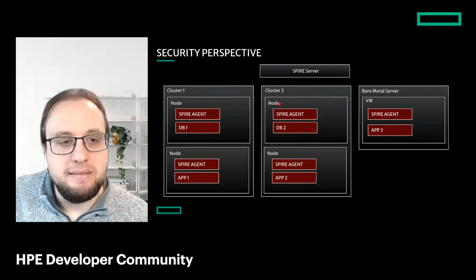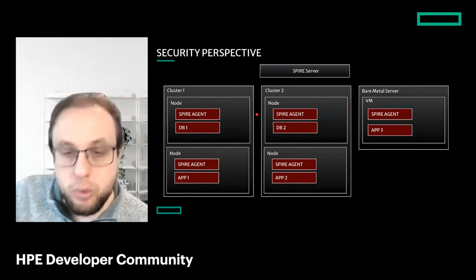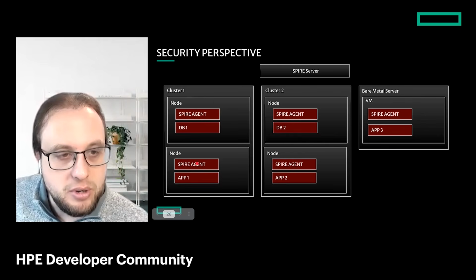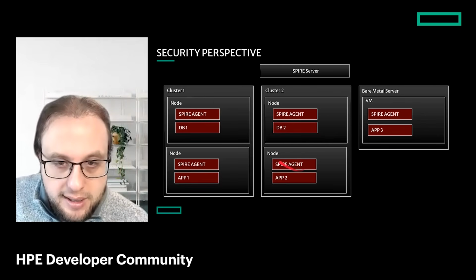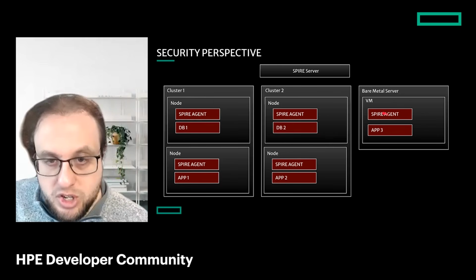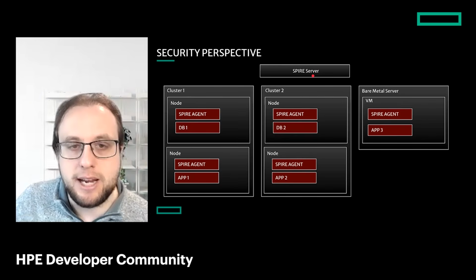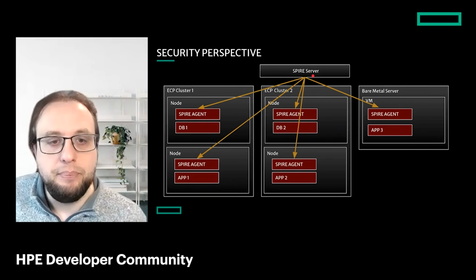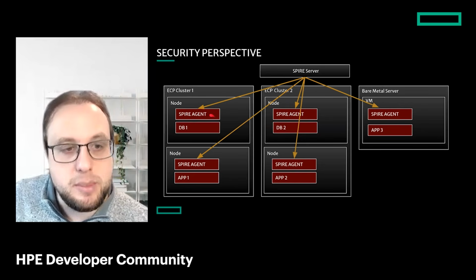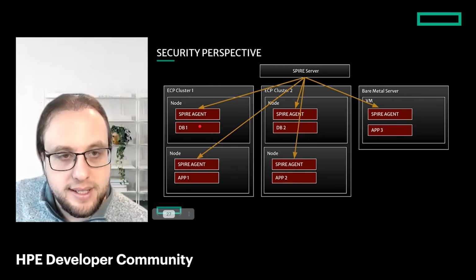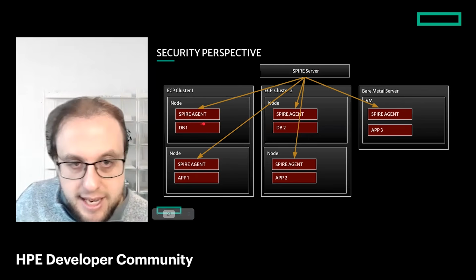So here's a very high level overview of how Spire might work in your organization. You might have some stuff on a cluster, some different nodes. Each node in a cluster or each virtual machine will have a Spire agent, and all of those Spire agents are talking to a Spire server constantly.